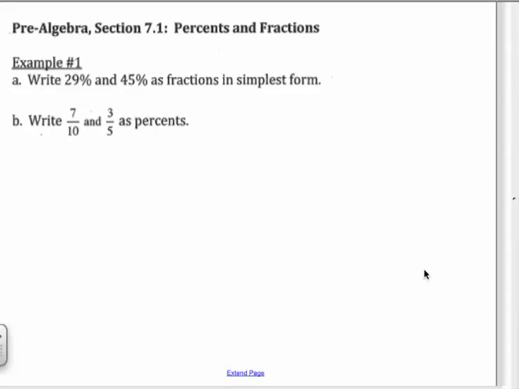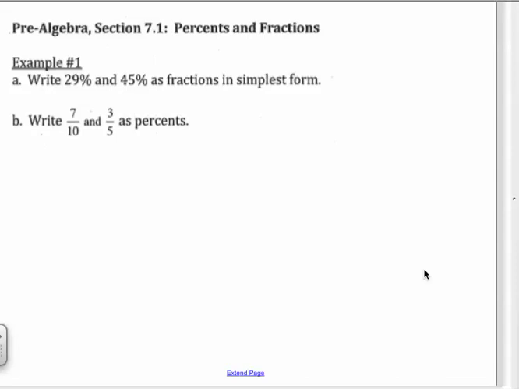Okay, gentlemen, percents and fractions. Now, guys, I'm going to be asking you some questions, but this is some pretty simple stuff. This is stuff that you've looked over last year in Miss HS's class. Okay. On this first example, it says write 29% and 45% as fractions in simplest form.